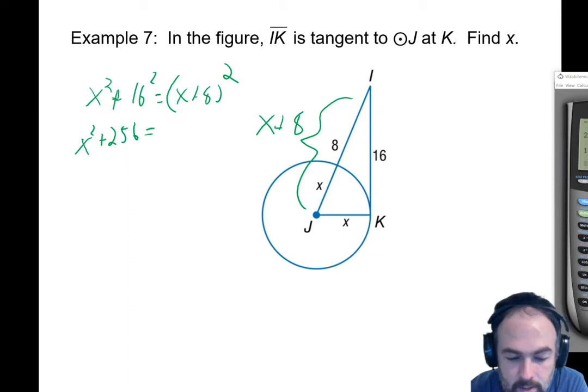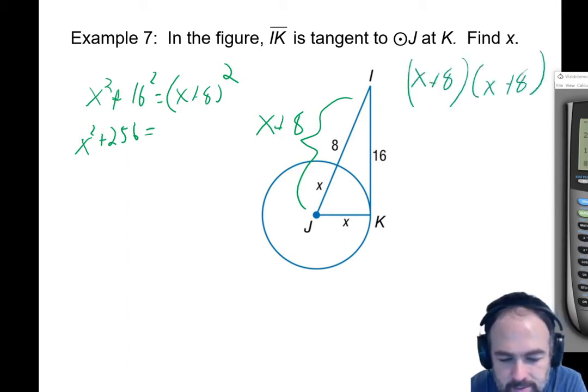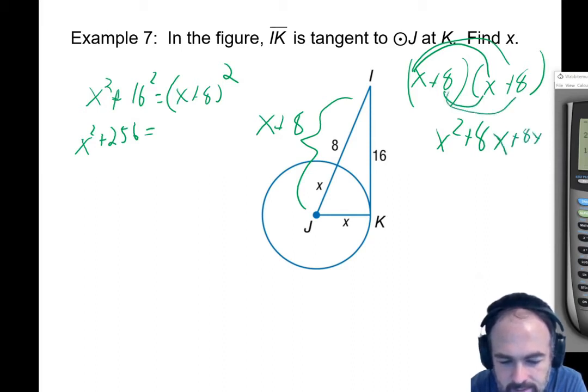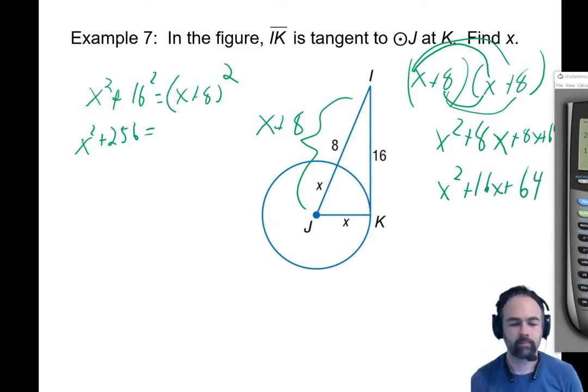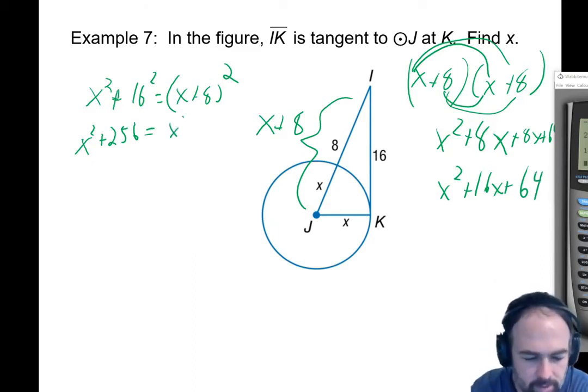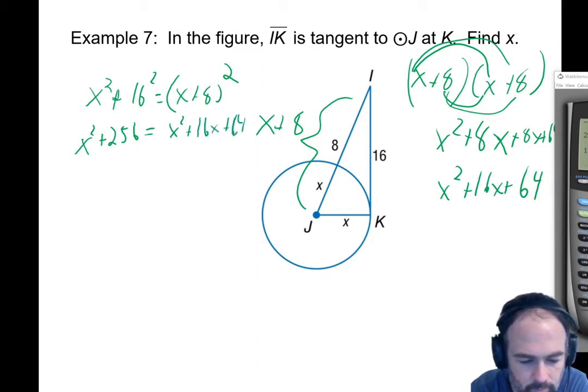So x plus 8 times x plus 8. X times x is x squared. X times 8 is plus 8x. 8 times x is plus 8x. And then 8 times 8 is 64. Leaving me with x squared plus 16x plus 64.